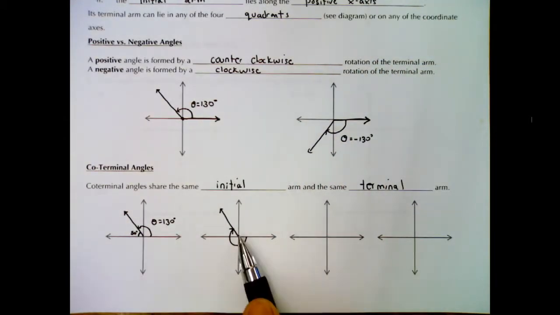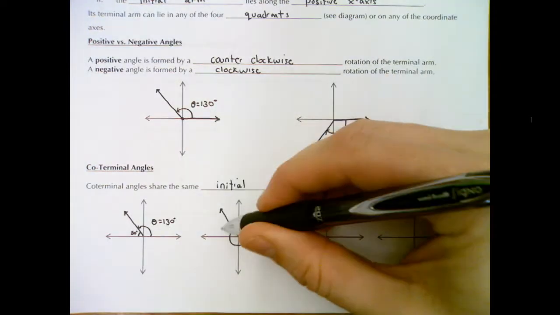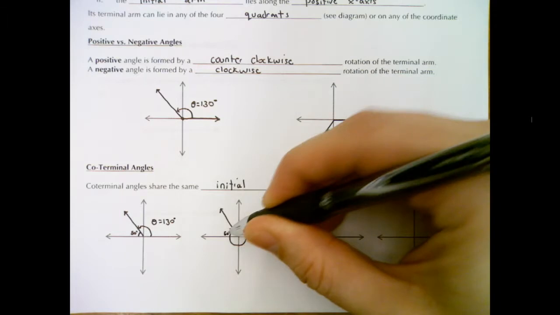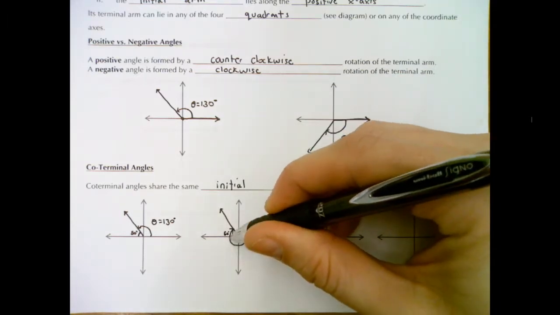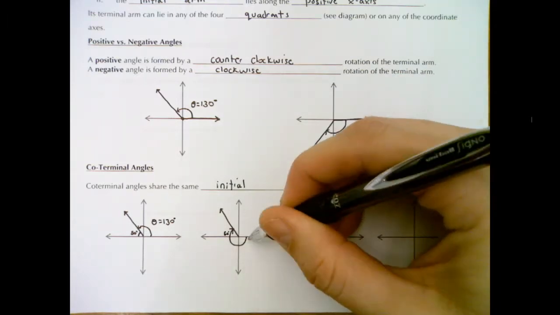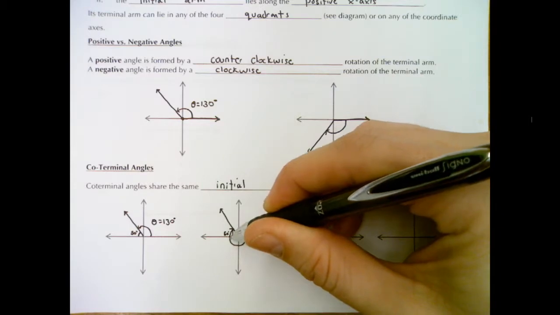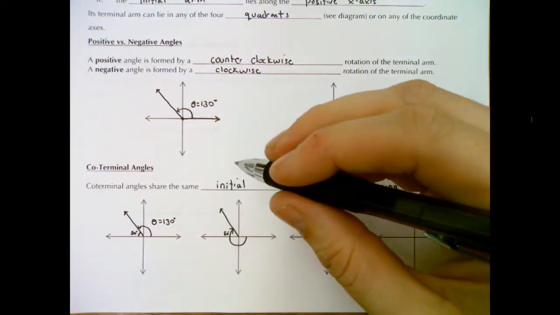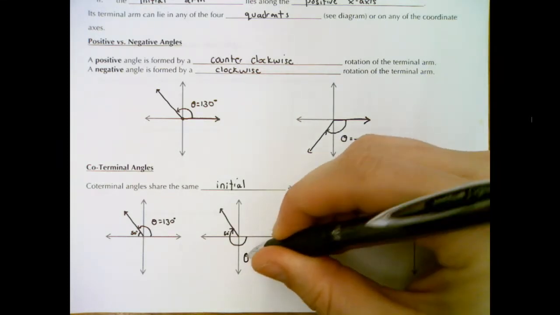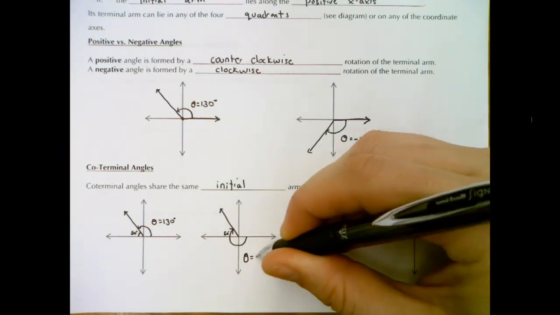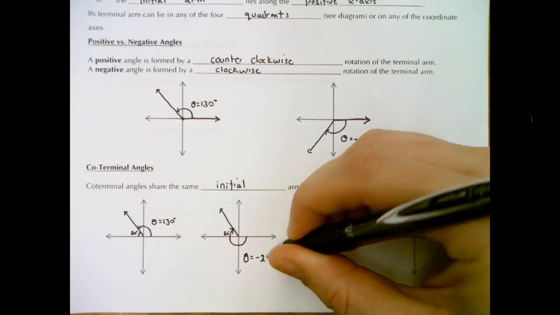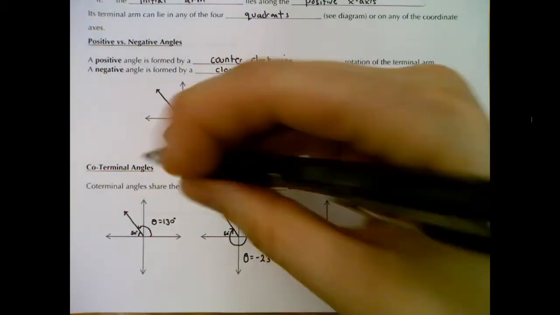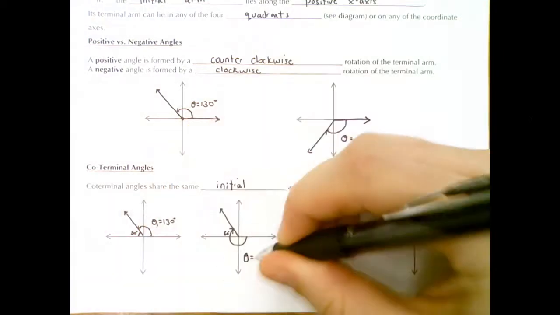So if it's this exact same terminal arm, that means that this little angle in here again must be 50 degrees. Since I rotated backwards, I rotated 180 degrees backwards and 50 more backwards. Well, 180 plus 50 is 230. So that angle backwards would have been negative 230 degrees. And I call this theta 1, and I call this theta 2.